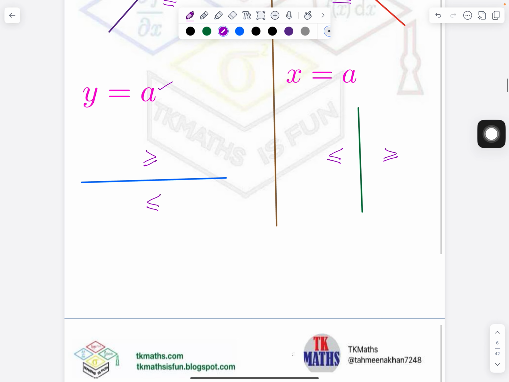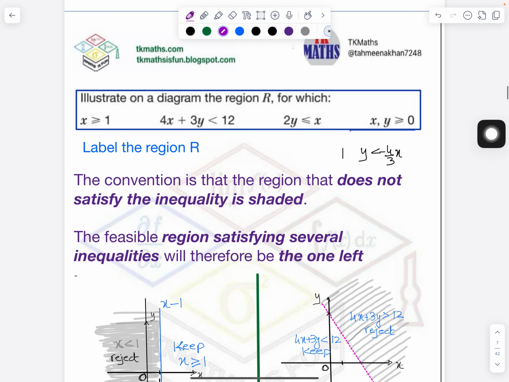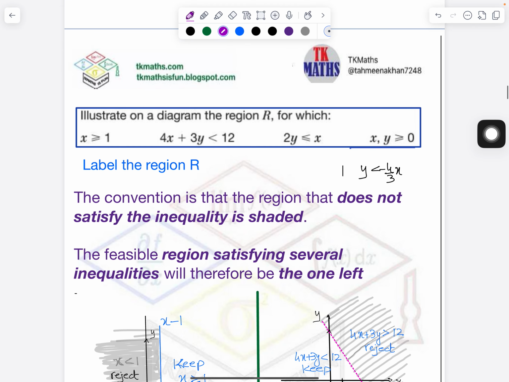This A is representing any constant number. So now let's see. I have done this question. I have to find out the region which is satisfied by all these 4 inequalities, right?